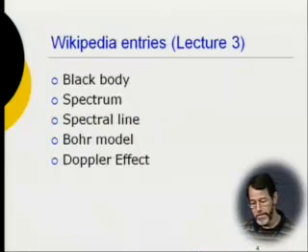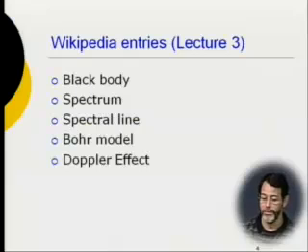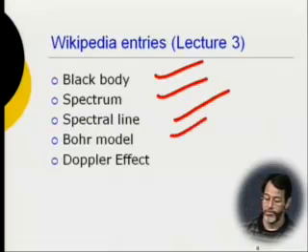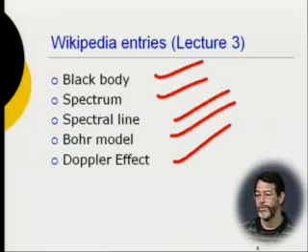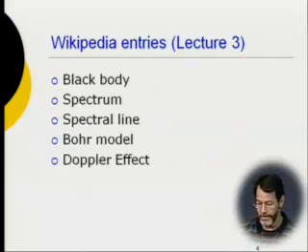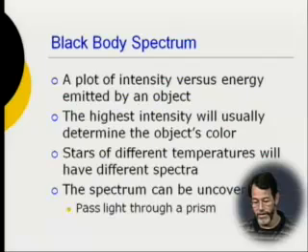Okay. So the Wikipedia entries that you will explicitly be responsible for are, you type these words into the English version of Wikipedia: black body, spectrum, spectral line, Bohr model, and Doppler effect, all going today. None of these has really, really long Wikipedia entries. All right, so a little bit of review from last time, but let's go through it. The black body spectrum.